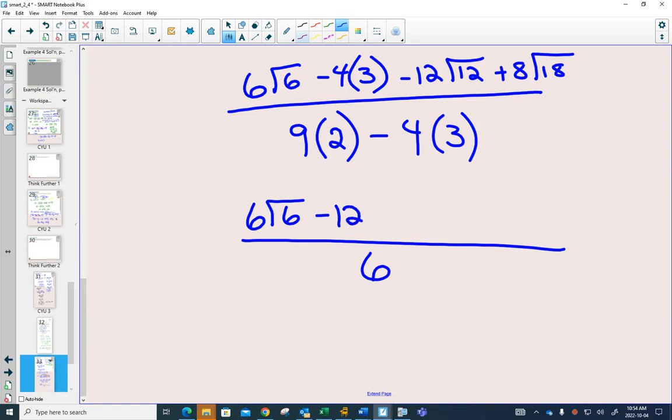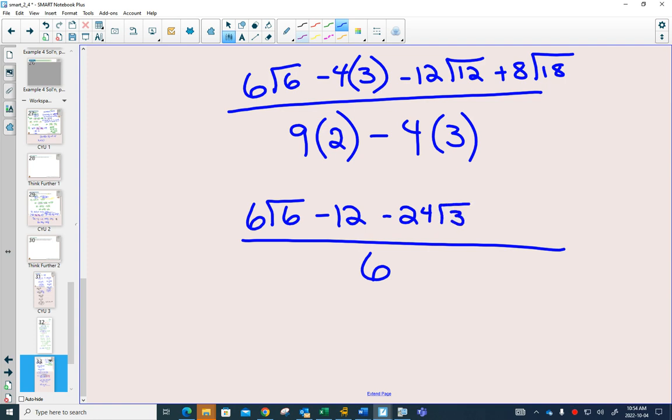4 times 3, that'll be 12. But a root 12 is your root 3 family. Can you see that your root 12 is 2 root 3's? So then that 2 is going to get multiplied by that negative 12. It's going to give you negative 24 root 3's.